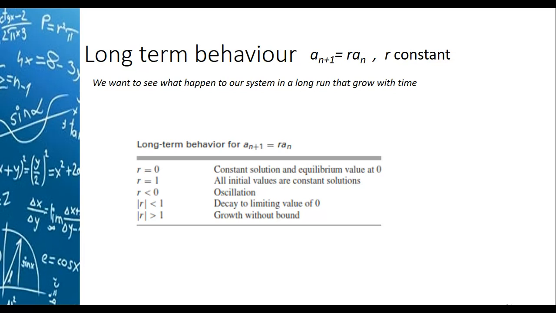Okay, so that is the idea of equilibrium. And then if, let's say, your r now becomes 1, then your long-term behavior, all initial values are constant solutions. What about if your r is less than 0? Your value now becomes oscillations of functions. What if you have r less than 1? It will decay. Whatever happens if you have r greater than 1? It will grow. Okay, the growth without bound.